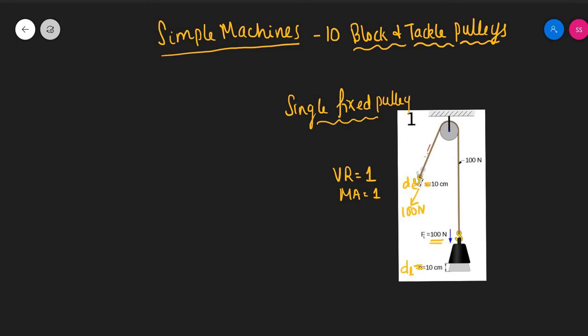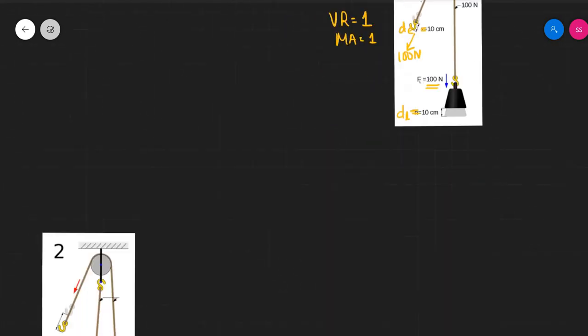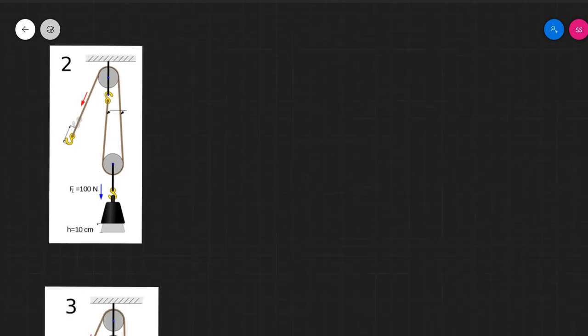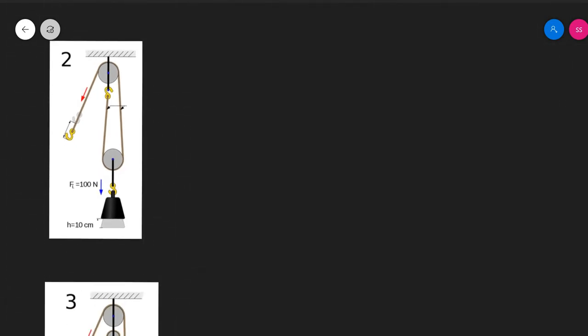Now, a block and tackle system is a way to improve your mechanical advantage. The reason we call it a block and tackle is this is one of the blocks, and this is your other block. So these are your two blocks, and the threads that go around this pulley system are called your tackles. That's where the name comes from, block and tackle pulleys.